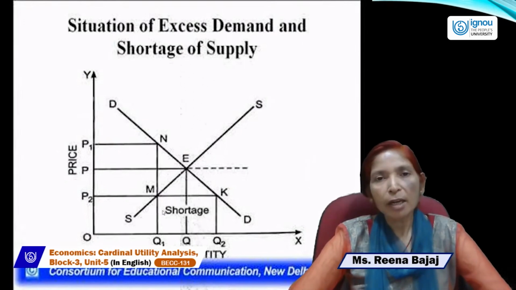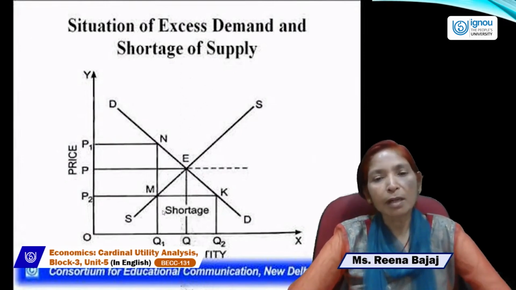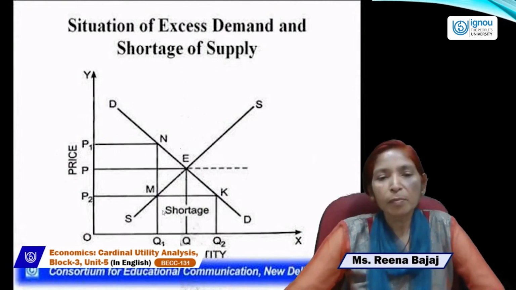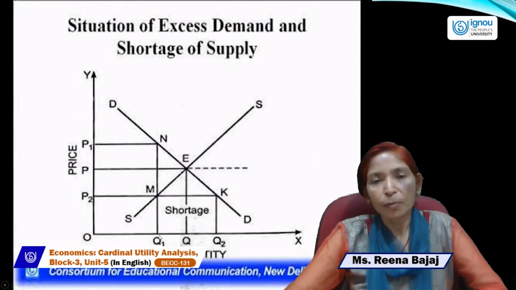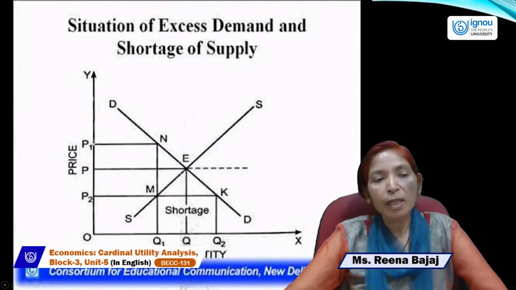At present, each and every price is determined by the forces of demand and supply. The demand curve is always a downward sloping curve and the supply curve is always an upward sloping curve. Where both curves intersect each other, the equilibrium price is determined. At this equilibrium point, price is OP and quantity is OQ. But if we take a price above it, then the price will be higher.